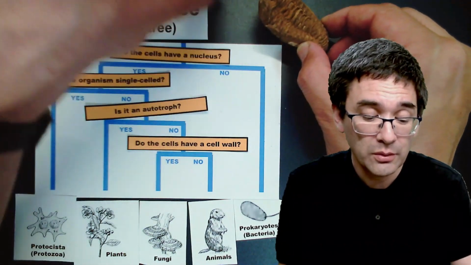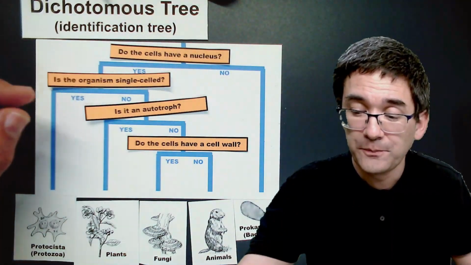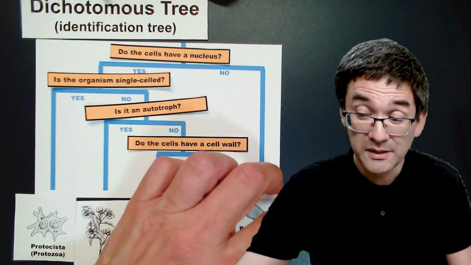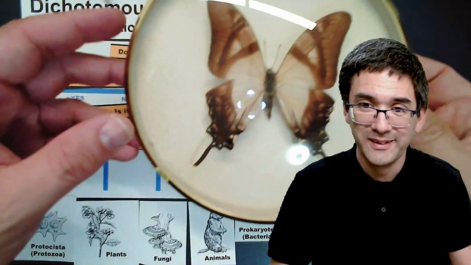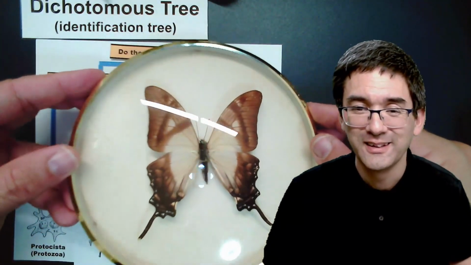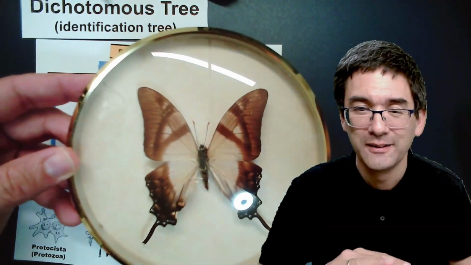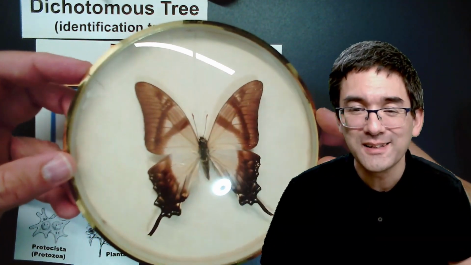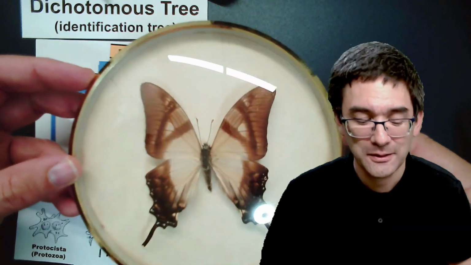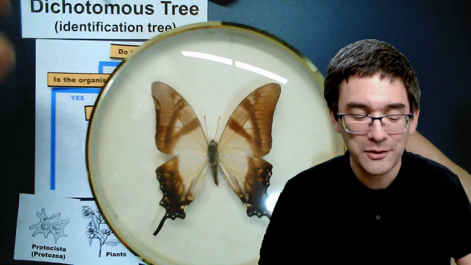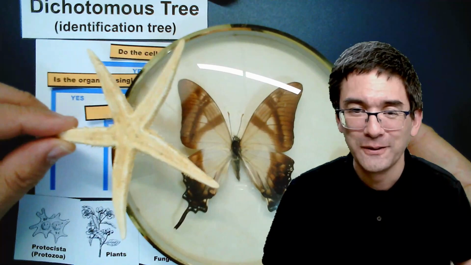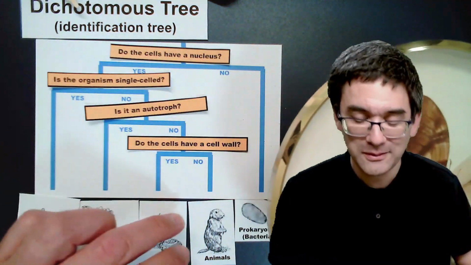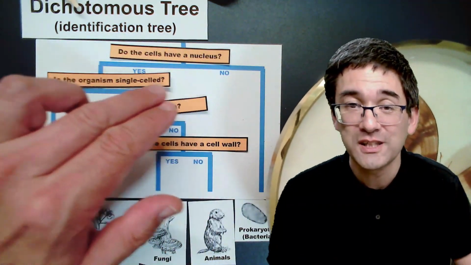I've got some more specimens over here. And this one is also a beautiful example. It's a very old one. Look at this. A butterfly. Butterflies are, of course, insects. So they're animals. So you see that this butterfly over here and this starfish over here, they belong to the same kingdom, the kingdom animals, and they share several characteristics.